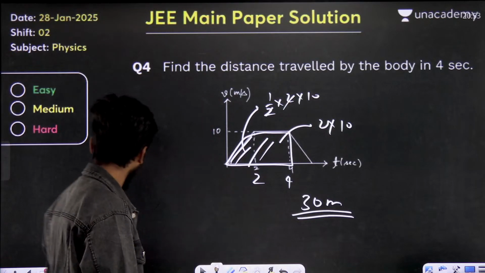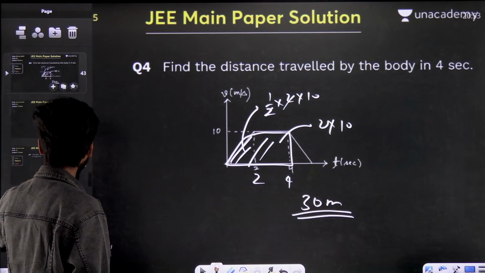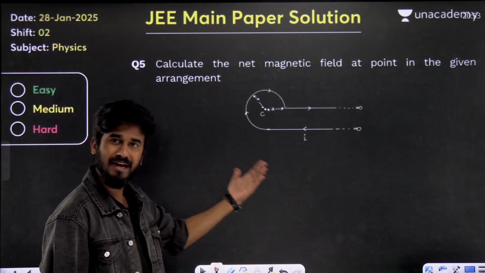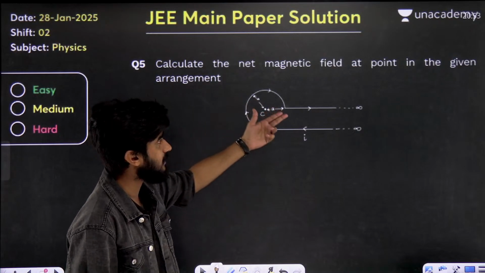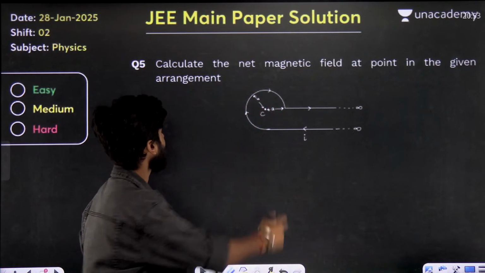Okay. Next question is from magnetism. What the question is saying, calculate the net magnetic field at point C in the given arrangement.